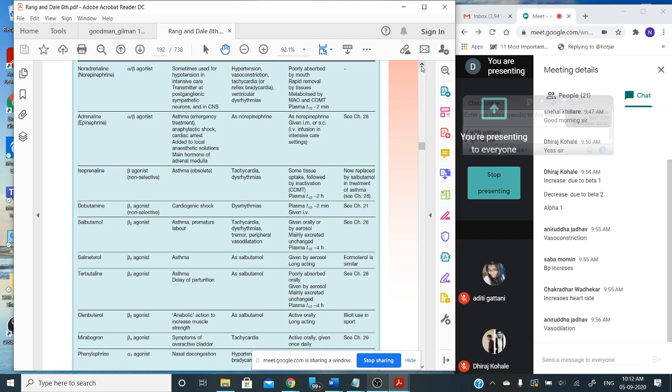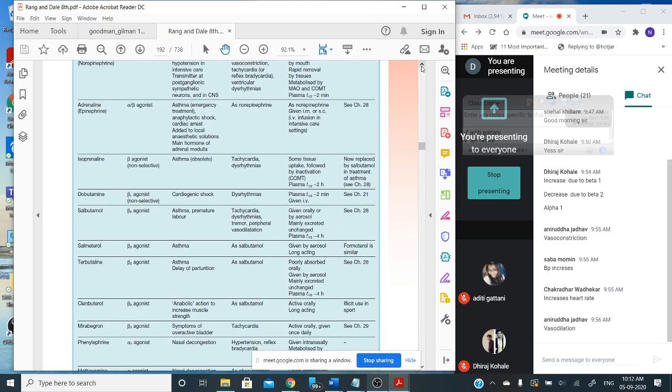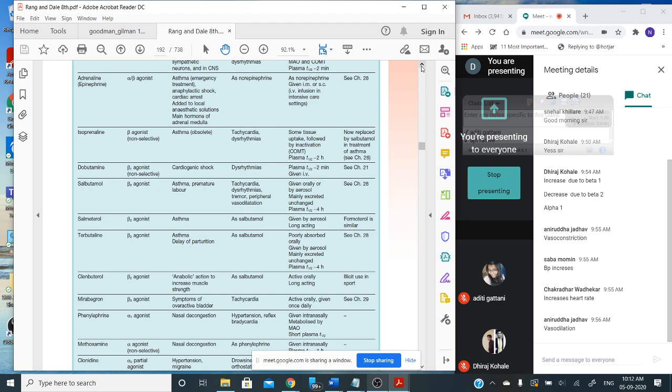Okay, the mechanism is what? They are all beta 2 agonists, and they are specifically more active on the bronchial beta 2 receptor. So it will show bronchial beta 2 activation. Because of beta 2 it will cause bronchodilation, which is a very important treatment in bronchial asthma. So there are many drugs present in this group.